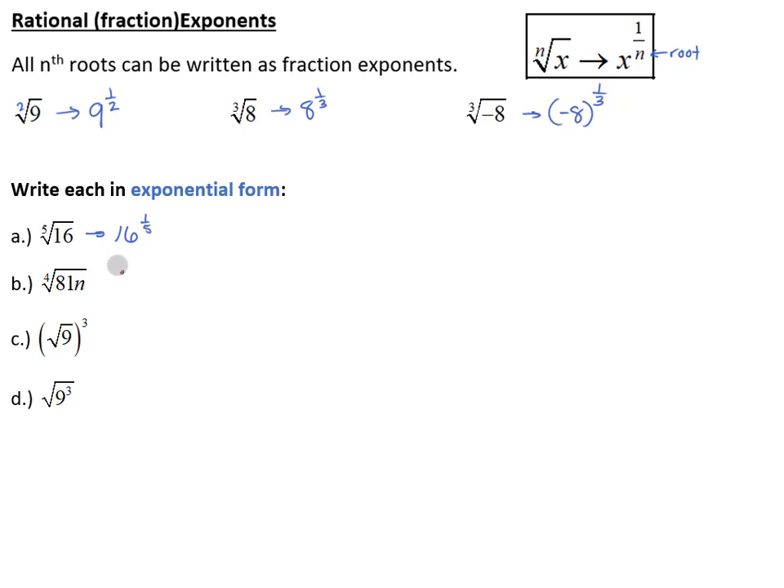81n, so now this is more than one value. To make sure my exponent's applying to both, I'll need parentheses: 81n to the 1/4 power.